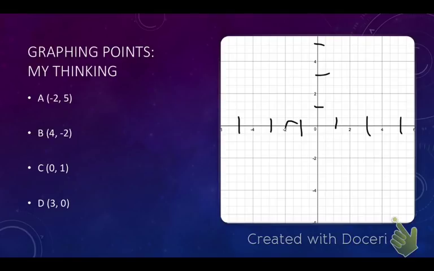This is 2, this is 4, this is 5. So that point right there is A. All right, if I'm going to look at B, I'm going to go to the right 4, and I'm going to go down to -2. So this point right there is B. If I look at C, 0 means I'm not going to move at all on the x, but I'm going to move up 1 because the y tells me 1. So right where that line is right there, that's C. And then D means I'm going to move 3 in the x, so I'm going to move over to +3, and I'm not going to move at all. So this point is D.